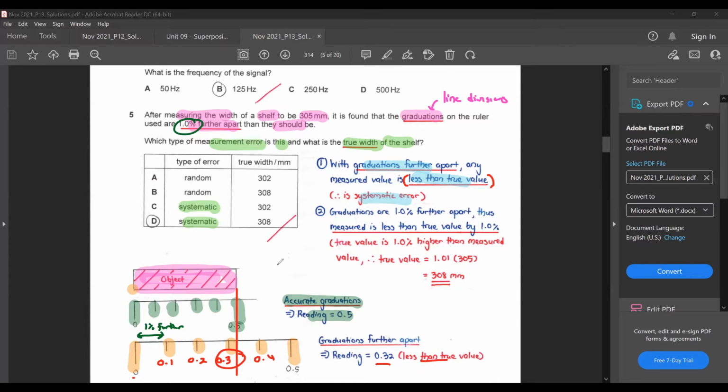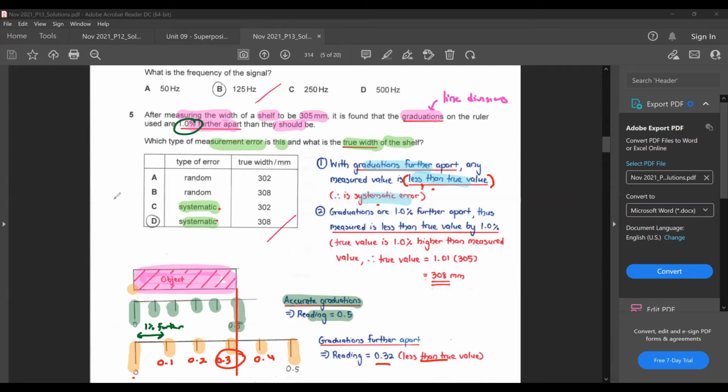So if you use this same ruler to measure anything else, you're always going to end up getting the value lesser than the actual one. Okay, that's why I can say this: with your graduations further apart, your measured value will always be less than your true value. So it's systematic error. Okay, that's how I got this part.